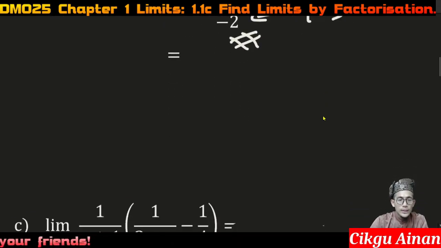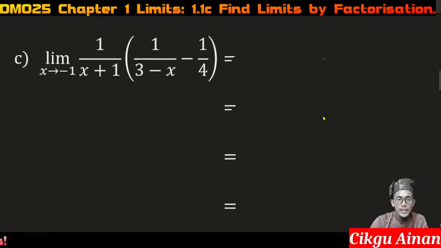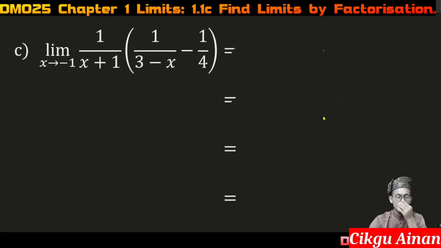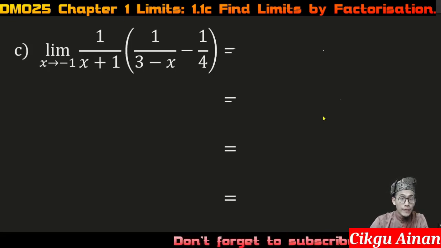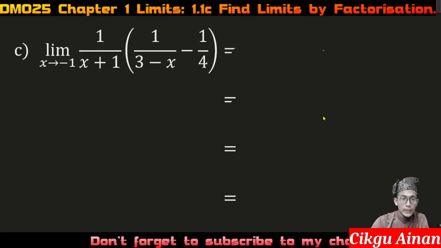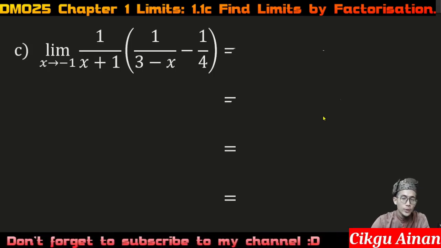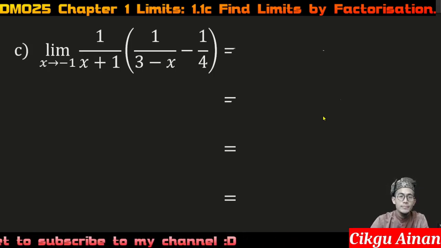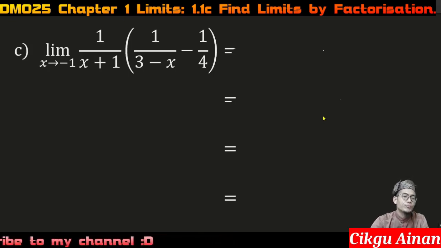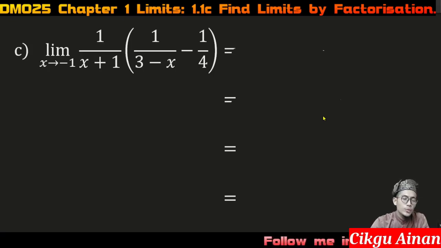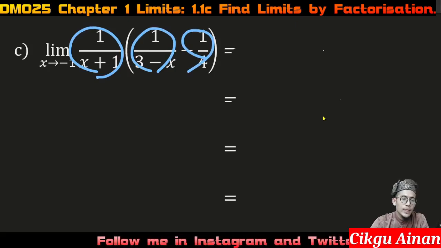Now let's continue with the next one. This one looks difficult, isn't it? We have multiple fractions, and then we have brackets as well. Don't worry, we can do it one by one. By using the properties of limits, maybe we solve them first. We make them better first. As you can see here, we have multiple fractions.